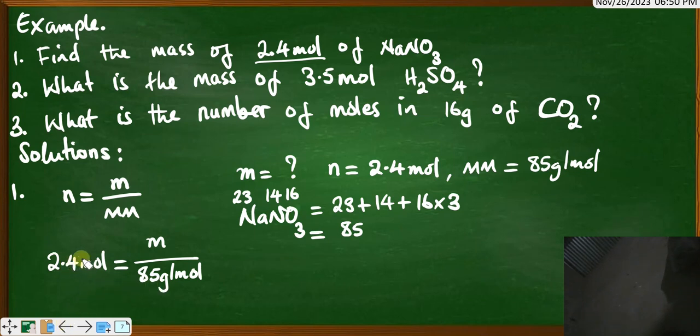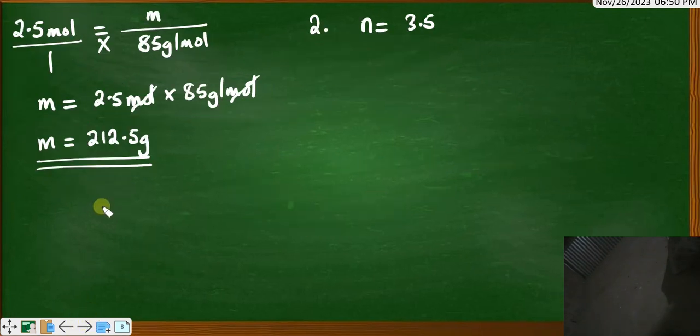Oh sorry, here we had 2.4, so here 2.4, not 2.5. So here let's change something a bit. Here we have 2.4, and then also here we have 2.4 also.